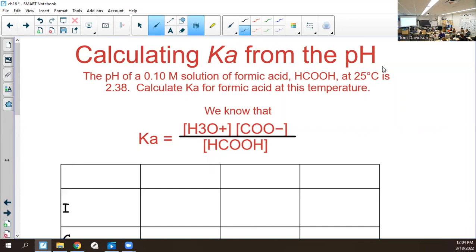Okay, this is absolutely a skill you have to be good at. Like 100% fact. This will be on the test. And that is finding Ka from pH or pH from Ka. So make sure you're with me. It says the pH of a 0.1 molar solution of formic acid at 25 C. And remember, we learned our lesson. Temperature changes the equilibrium expression, right? The values.